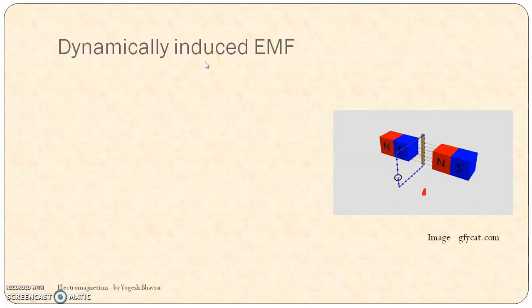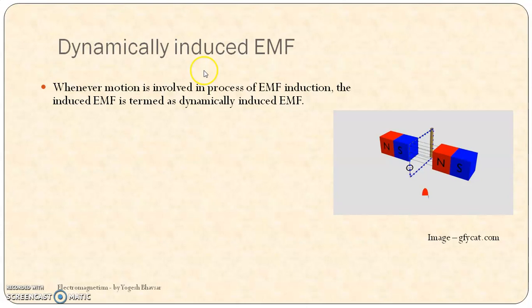Dynamically induced EMF. As per this principle, there will be either physical movement of the conductor or the permanent magnet. Here we can see this conductor is moving inside this permanent magnetic field. Whenever the conductor is moving towards the right-hand side, we get the positive half cycle. When the conductor is moving away towards the left side, we get a negative half cycle. So this is how alternating current can be produced.